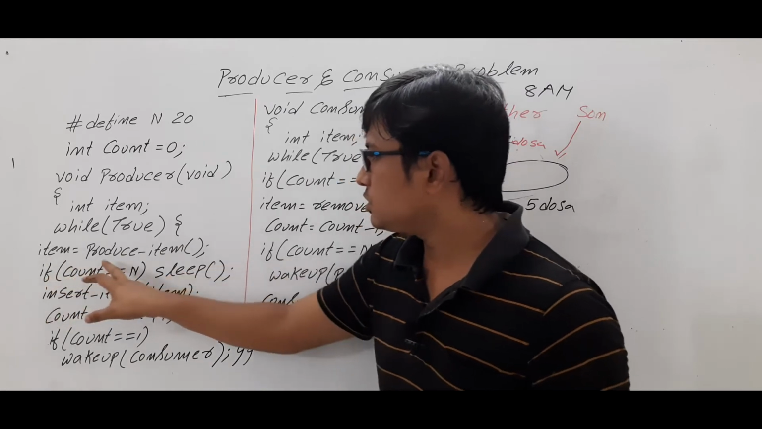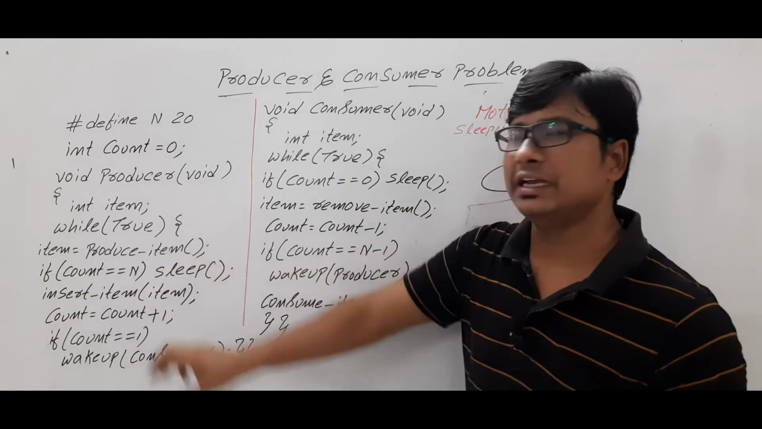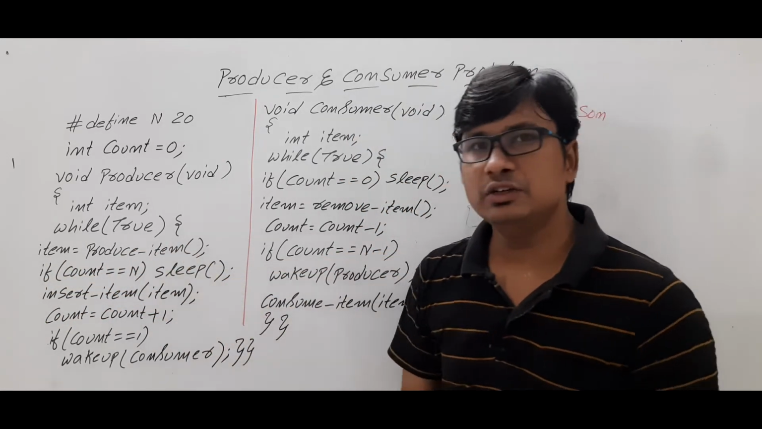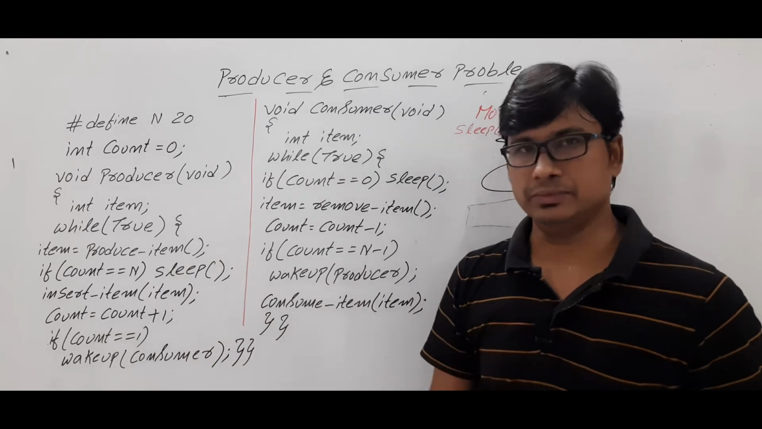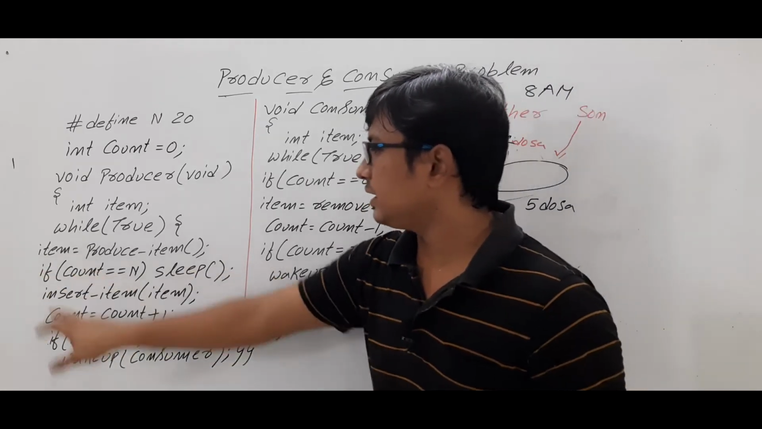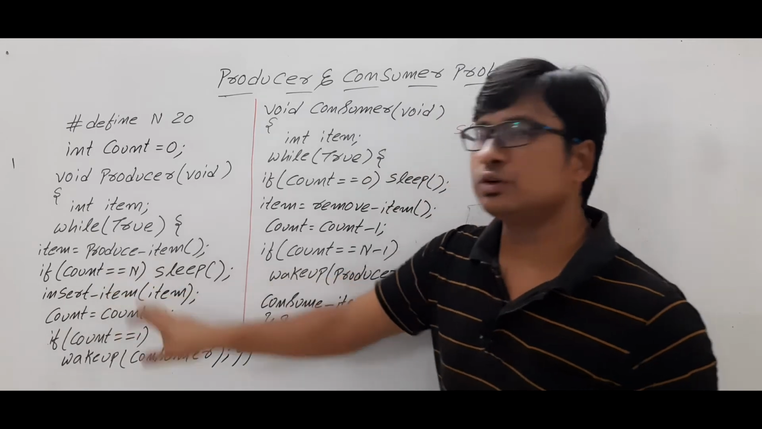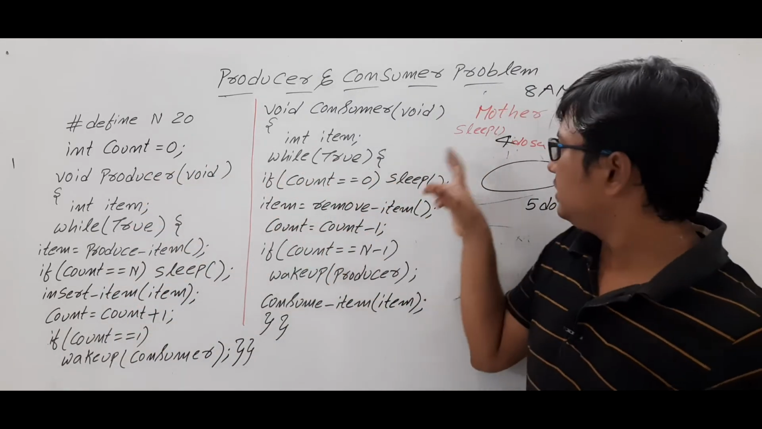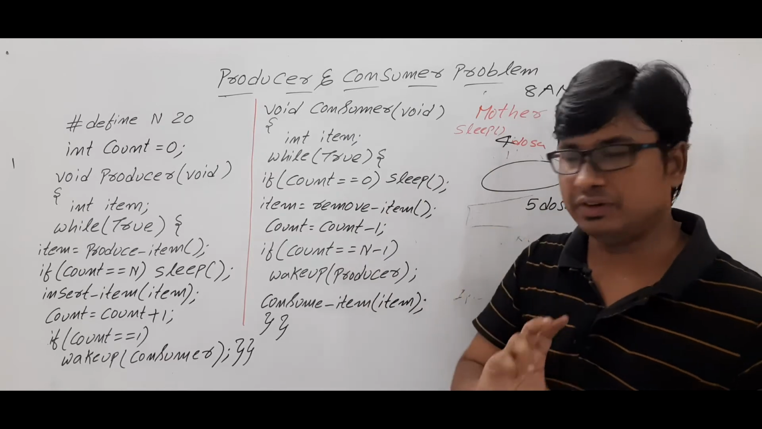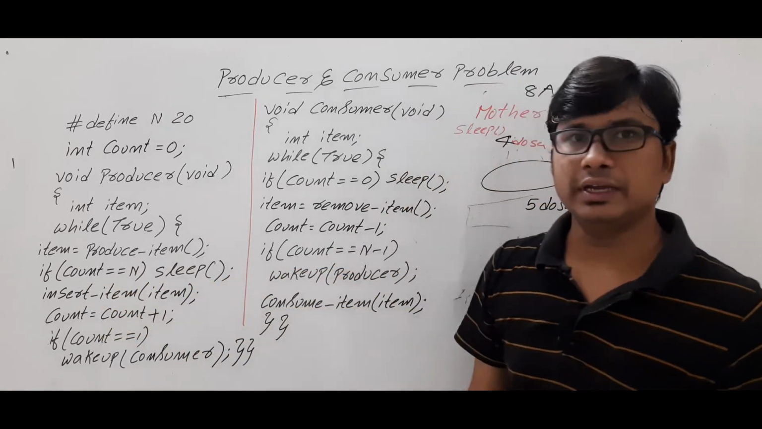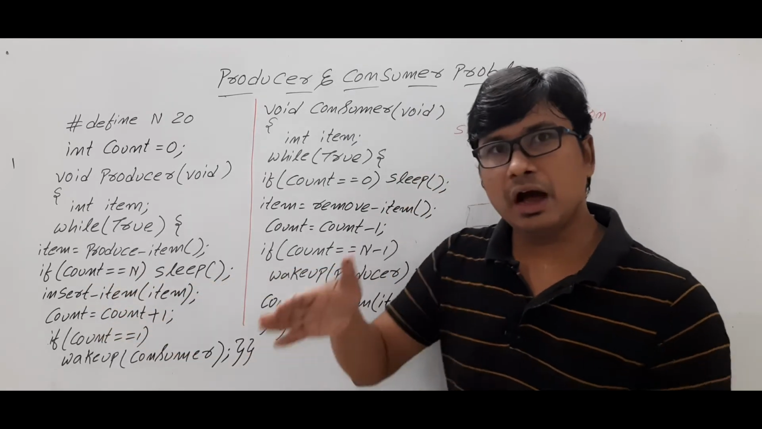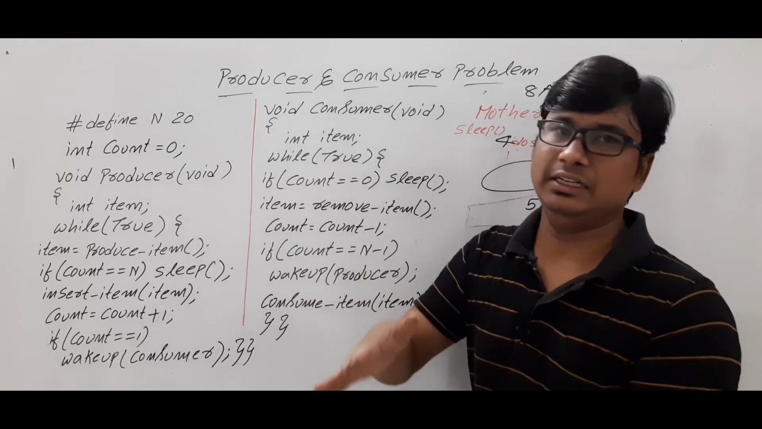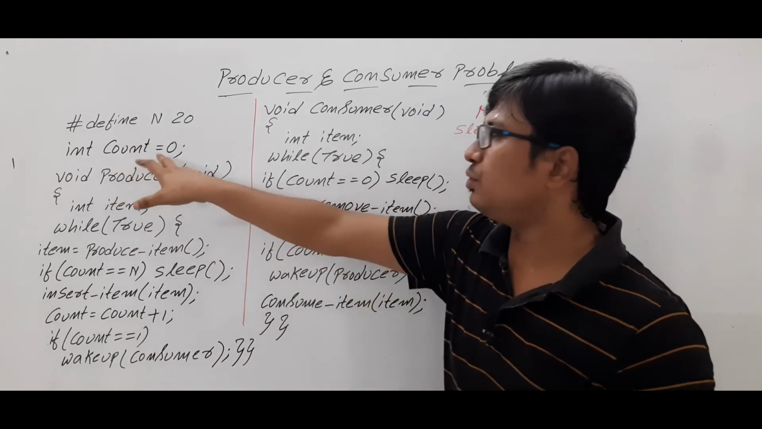Okay, now item is equal to produce_item. produce_item is a function which will be useful for you to produce the items. Okay, now look at here. If count is equal to N, because the buffer is full, am I right? In this case, the 5 dosas are the buffer. If count is equal to N, then you have produced N items, because I said count is equal to 0.